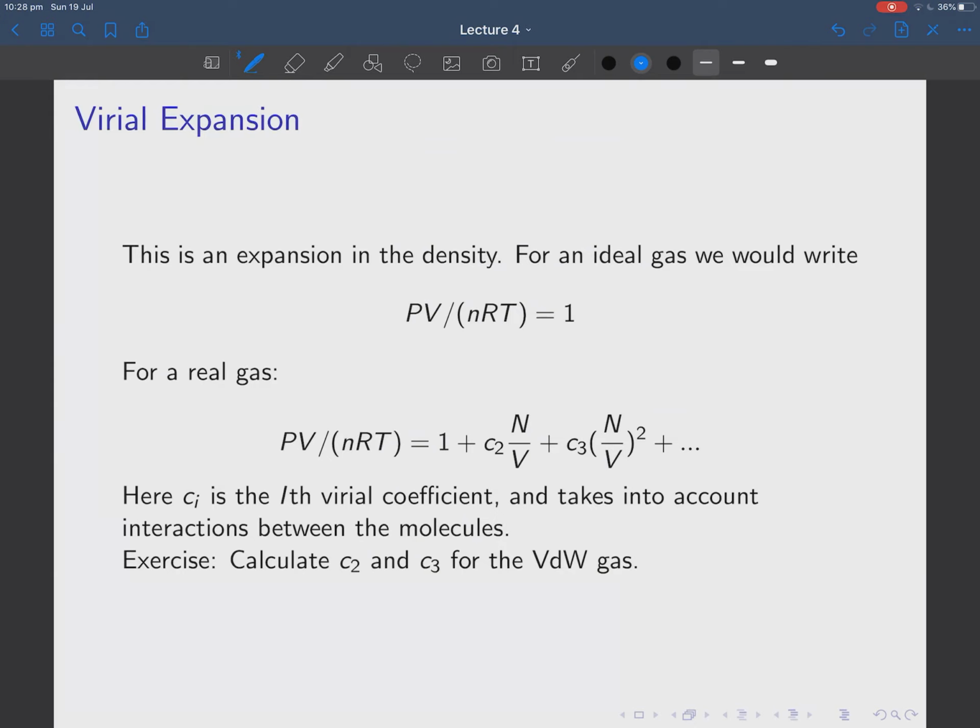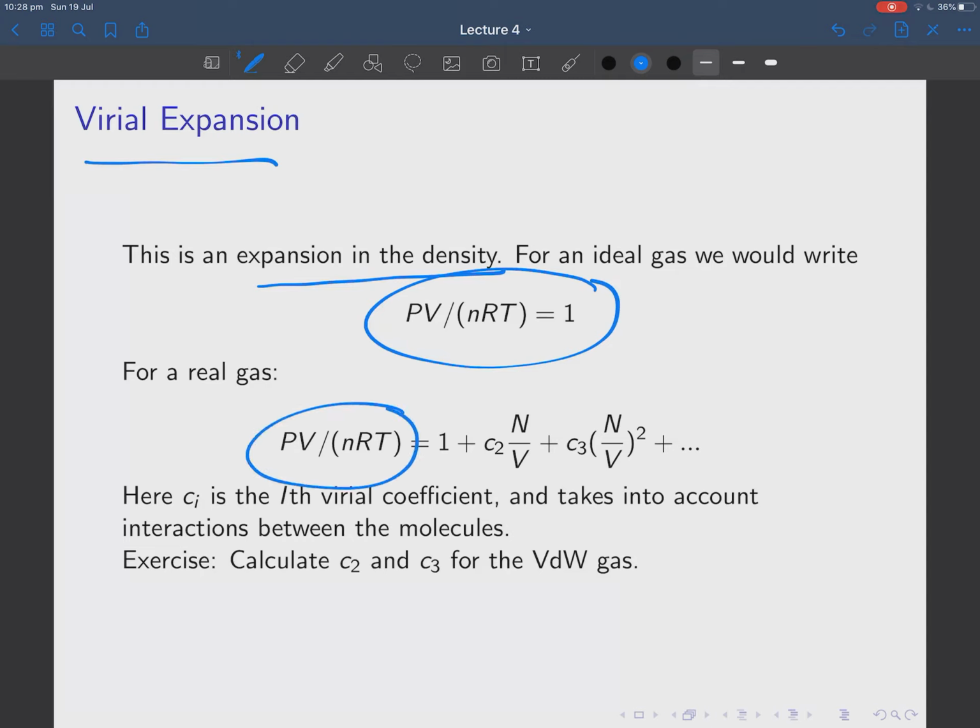Okay, another thing we need to talk about is, this video is about a whole lot of little technical bits and pieces, which you will find useful at some stage. The virial expansion. Okay, in thermodynamics and stat phys, this is an expansion in the density. So for ideal gases, we normally just write that, but for real gases, we write this: PV on nRT is equal to 1, which is what you get for ideal gases, plus corrections due to the density, due to the fact that the molecules are interacting, and that's proportional to density, density squared, and so on. And Ci is the ith virial coefficient and takes into account the interactions between the molecules.